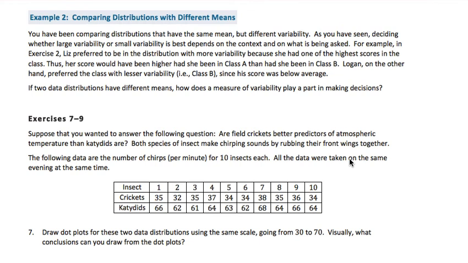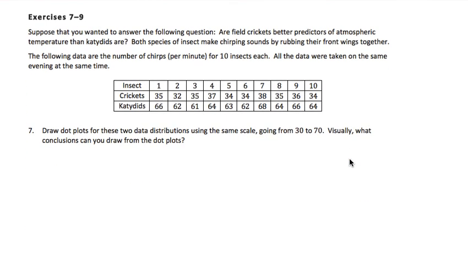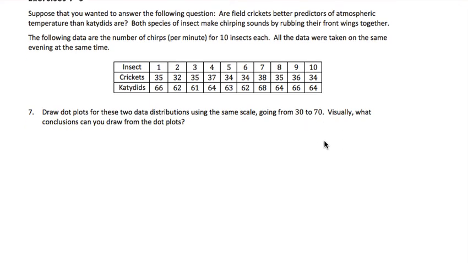Suppose you wanted to answer the following question. Are field crickets better predictors of atmospheric temperature than katydids are? Both species of insect make chirping sounds by rubbing their front wings together. The following data are the number of chirps per minute for 10 insects each. All the data were taken on the same evening at the same time. So we'll draw dot plots for these two data distributions using the same scale, going from 30 to 70, and then see what we can tell visually from those dot plots.